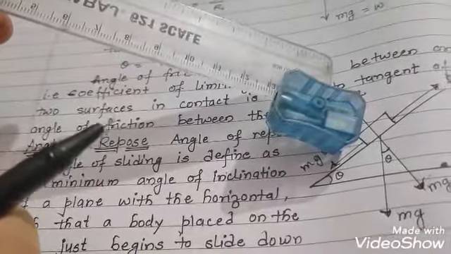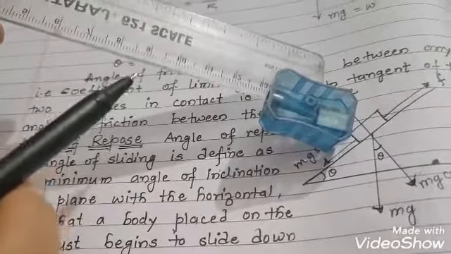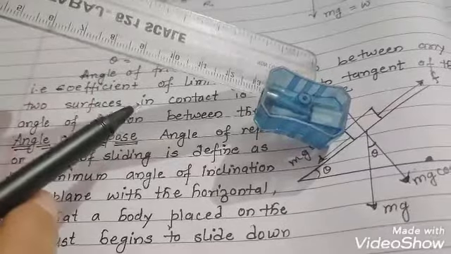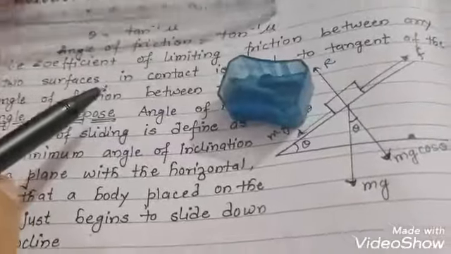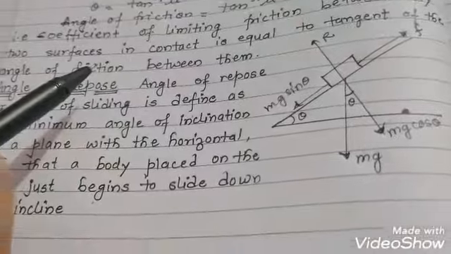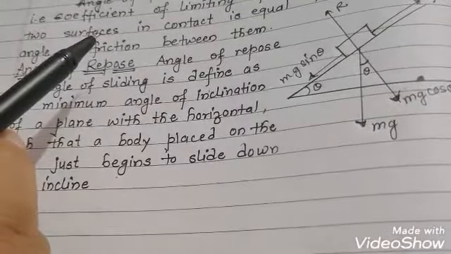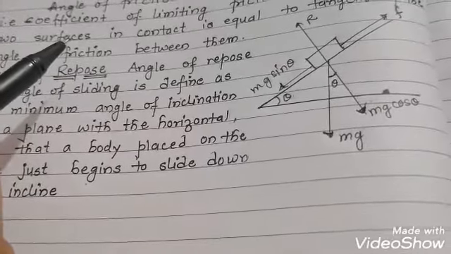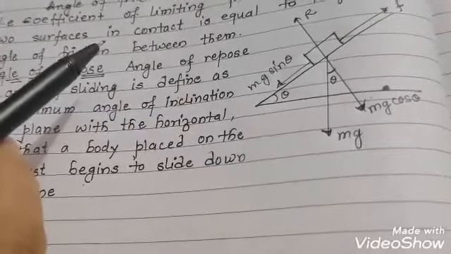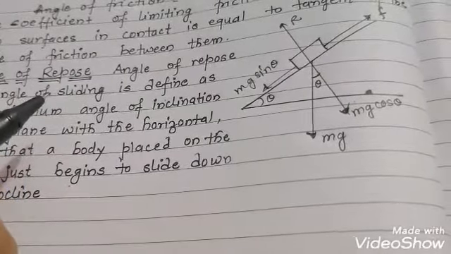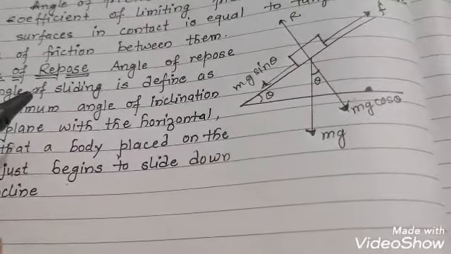This angle with the horizontal is called the angle of inclination. So the angle of inclination at which the body starts sliding is called the angle of repose. That minimum angle of inclination is called the angle of repose, or the angle of sliding.